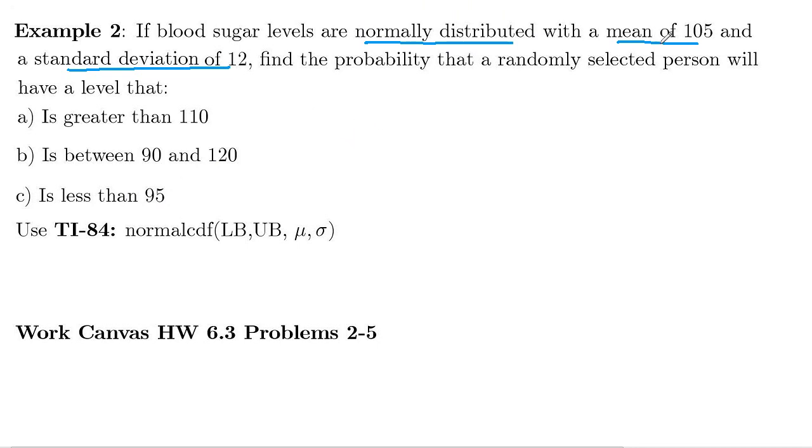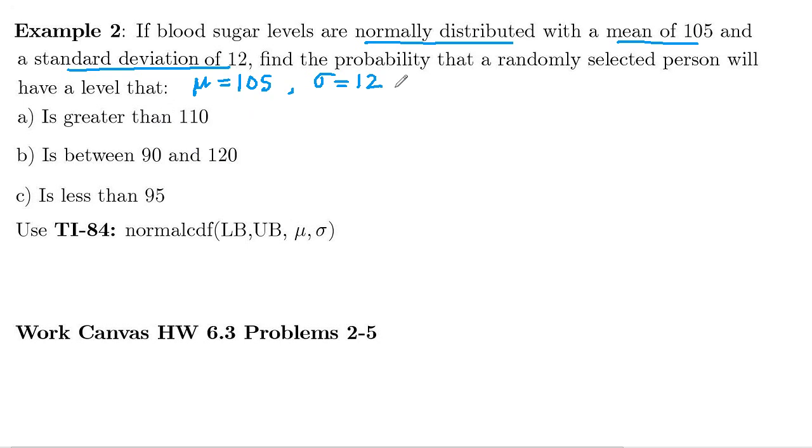So our mean is 105. So mu is 105. And standard deviation is 12. So sigma is 12. And we'll use normal CDF again. You specify the lower bound, the upper bound, and then on the end, if you're not using mean 0, standard deviation 1, you'll have to enter those in.